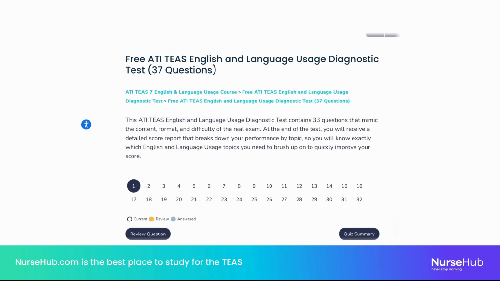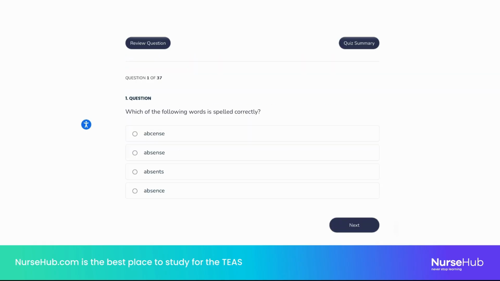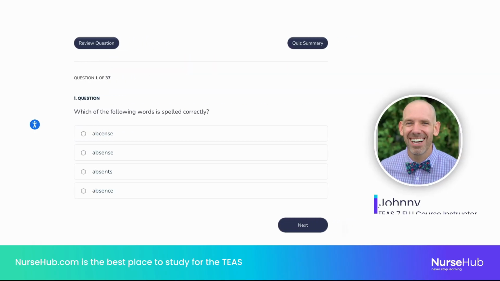Okay, learners, so here we have our free TEAS 7 diagnostic test, 37 questions. Me and you, we're going to rock it together. Let's get started with question number 1. Which of the following words is spelled correctly?